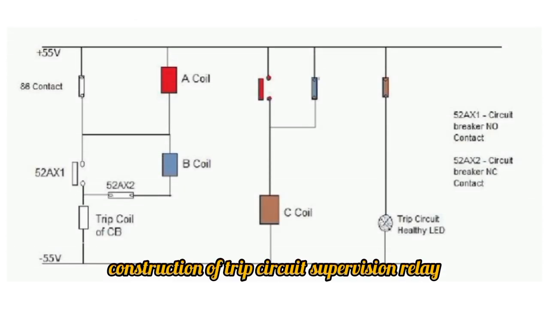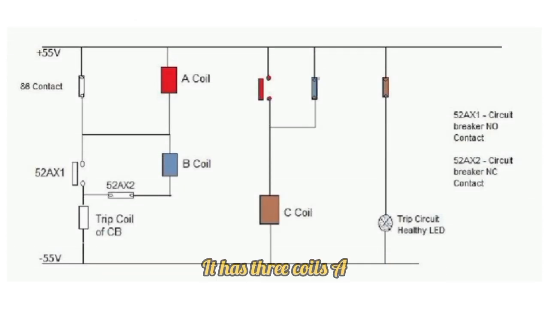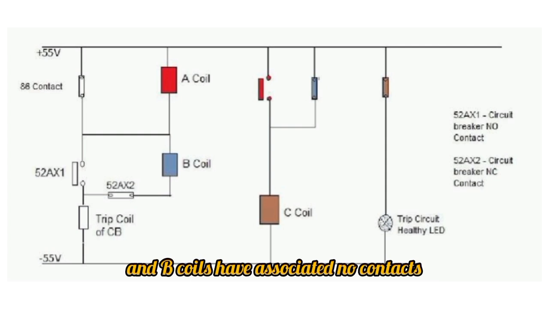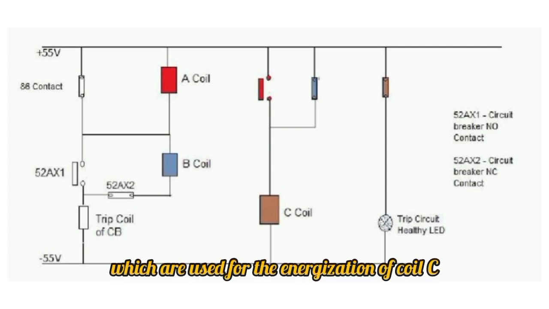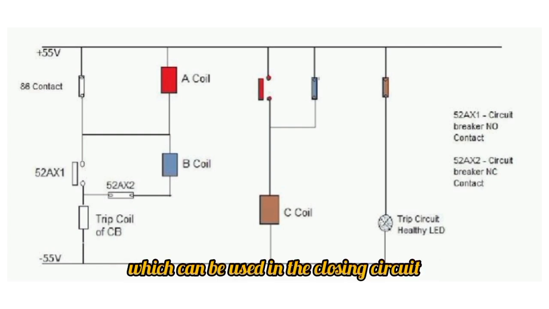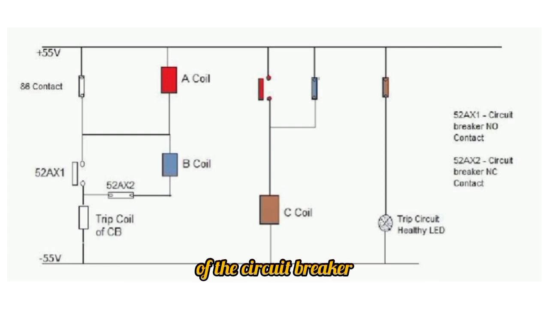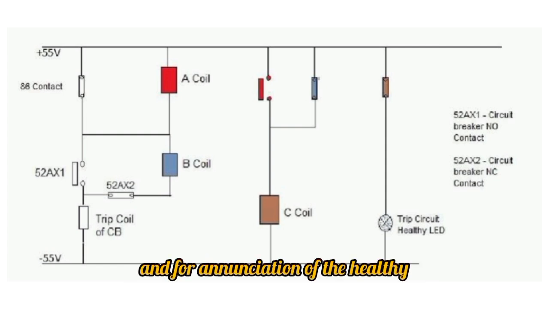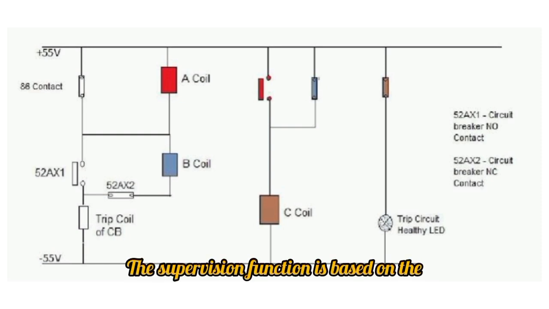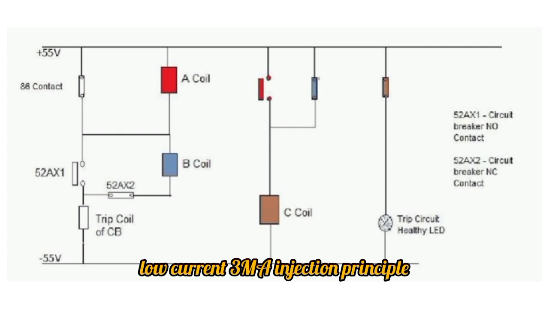Construction of trip circuit supervision relay. It has three coils A, B and C along with resistors for each. A and B coils have associated NO contacts which are used for the energization of coil C. The coil C has NO and NC contacts which can be used in the closing circuit of the circuit breaker and for annunciation of the healthy and unhealthy trip circuit. The supervision function is based on the low current 3 mA injection principle.